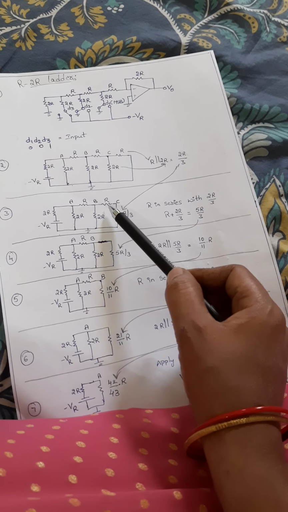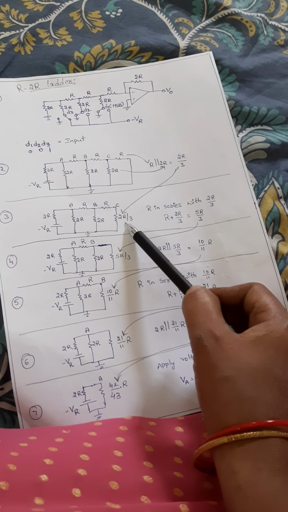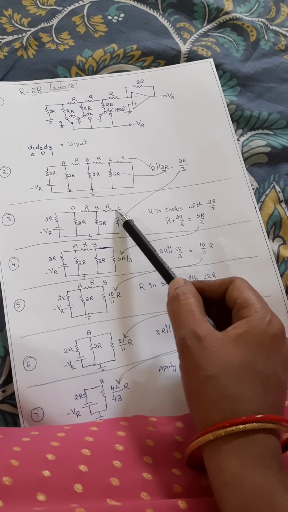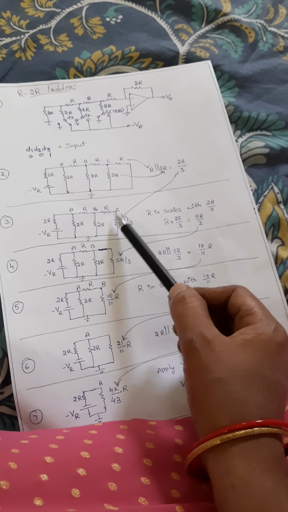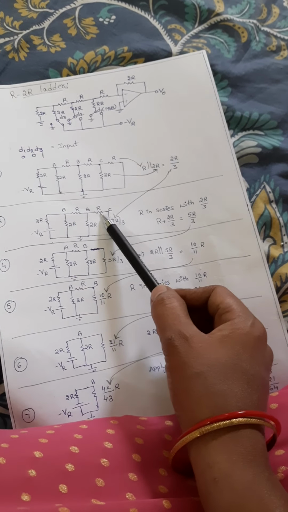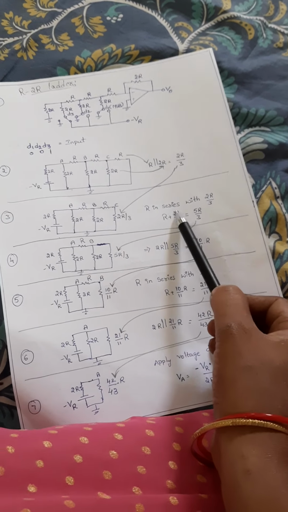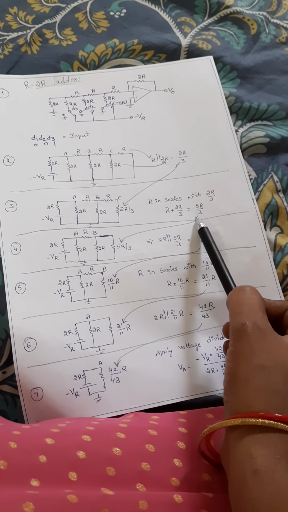Here again, this R is in series with 2R by 3. See, from the current going to the R, no division is there. That's why it is in series. So R in series with 2R by 3. Add, and you are going to get 5R by 3.